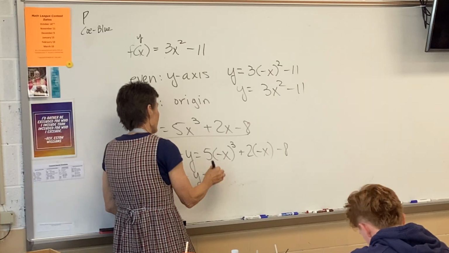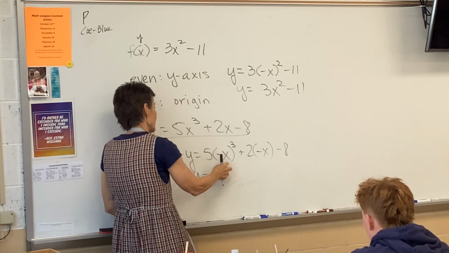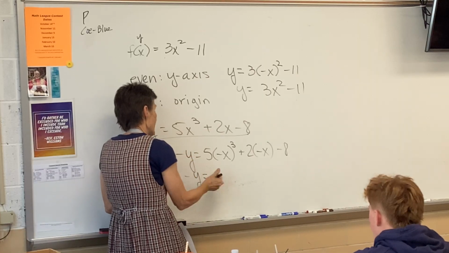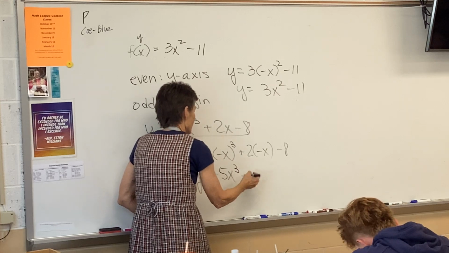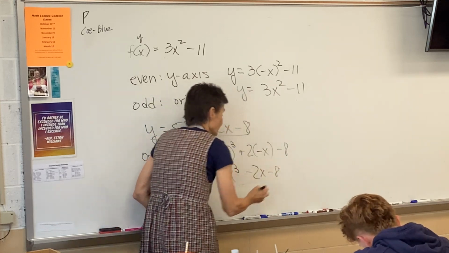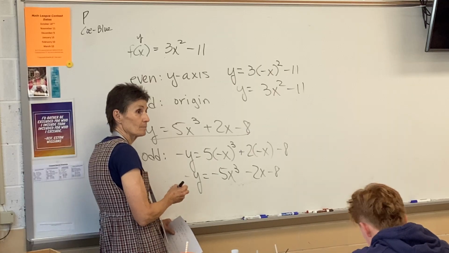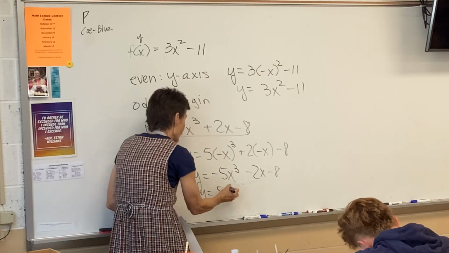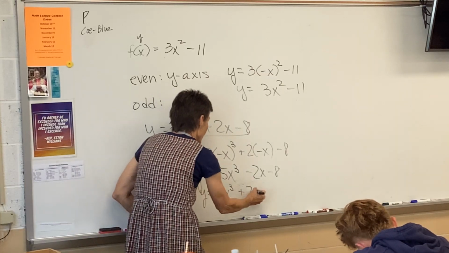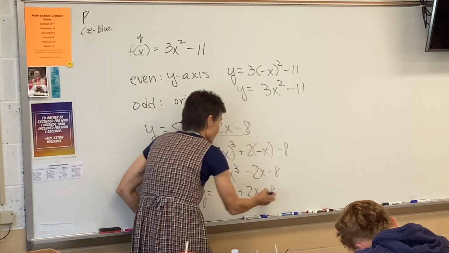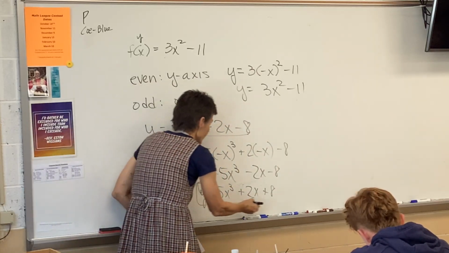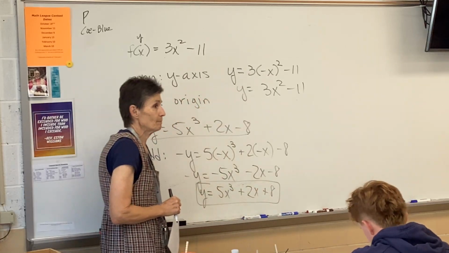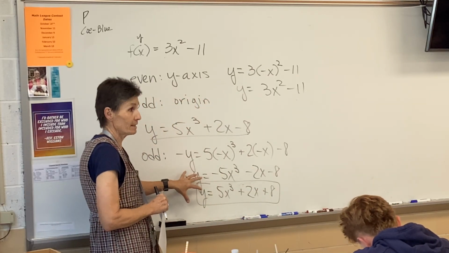All right, let's clean it up. What happens here? 5 times negative x cubed, is that going to be a positive or a negative term? Negative 5x cubed. Negative 2x minus 8. And then I gotta get y, so I'm gonna divide by a negative. So that'll be 5x cubed plus 2x plus 8. Look at it carefully. Does it match the original? It's minus 8. It would if it weren't for that, right? So therefore this is not odd.